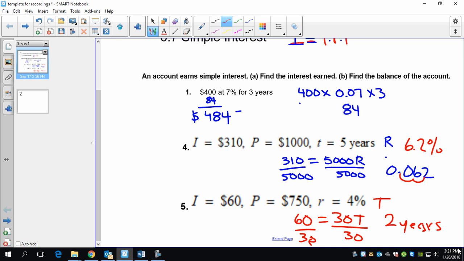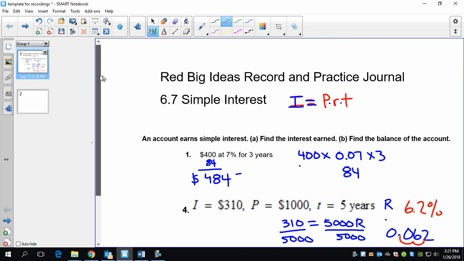And I'm getting a little bit janky because I'm in the corner. So this is 6.7. It's simple interest. This is the formula that we'll be using. Interest equals principal times rate times time. And hopefully that worked out.